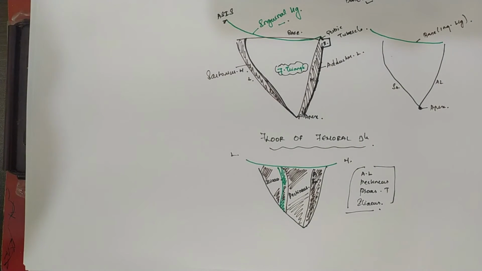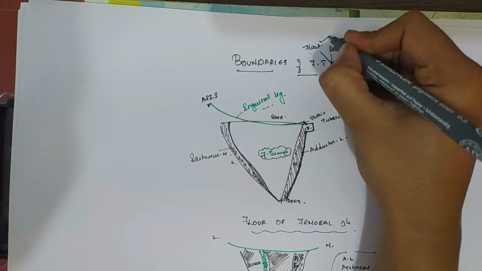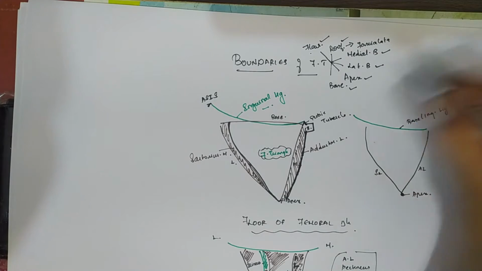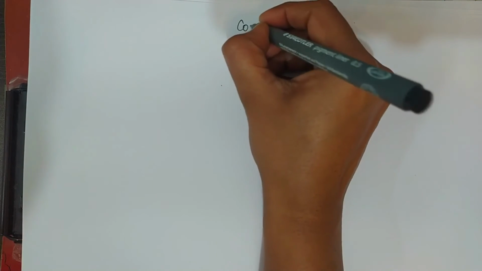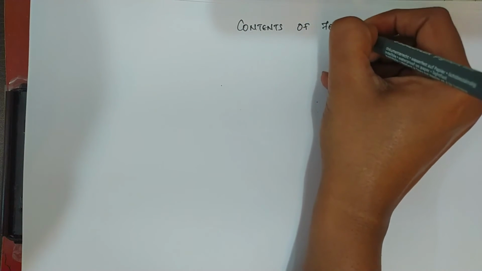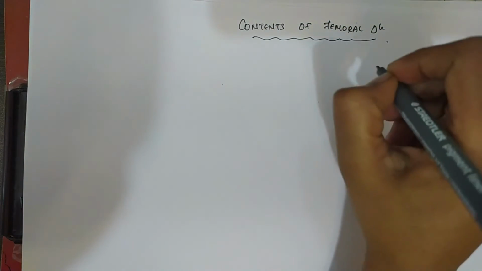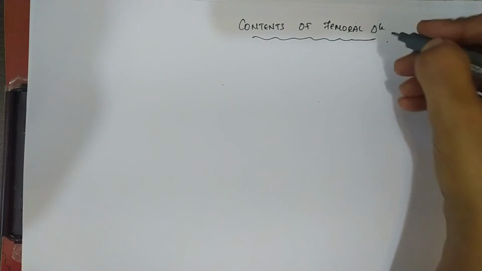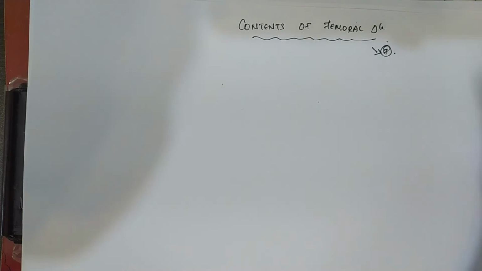Now we will move on to the contents. So boundaries, these are the things you have to know. Floor, we have finished that. So floor, roof, medial border, lateral border, apex and base. Now we will move on to the contents. We are going to deal with the contents of the femoral triangle. To talk about the contents of the femoral triangle, we have got 7 important contents.